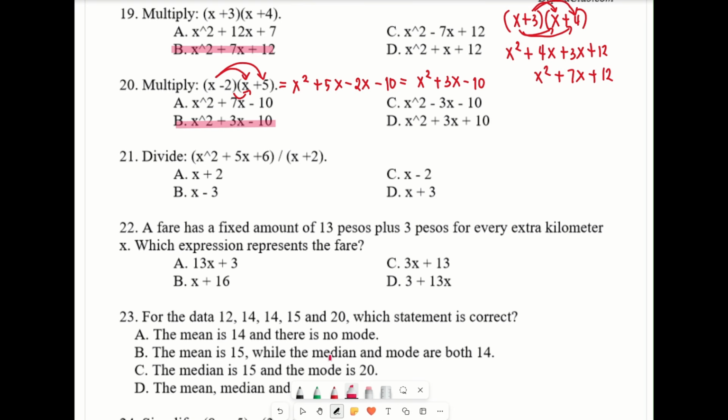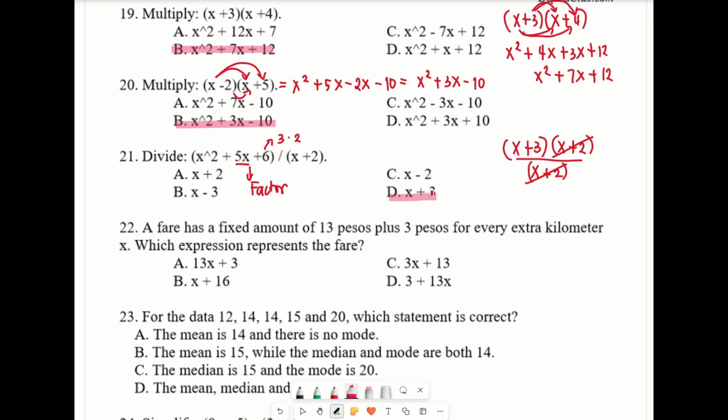Okay, so for dividing our polynomial by binomial. Okay, so you can also factor. If it's factorable, factor it out. Okay, so factor of 6, that will be 3 and 2. So 3 plus 2, that is 5x. So you get x plus 3 and x plus 2 over x plus 2. Ayan, so cancel the common factor. So the remaining, that will be your answer. X plus 3.